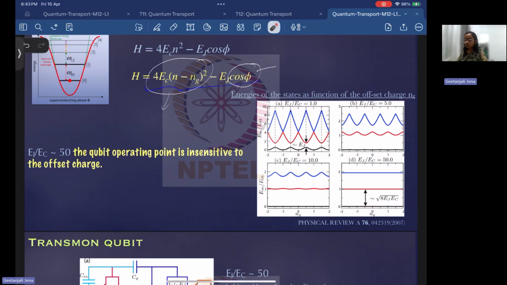So that is why we can operate the qubit around this EJ by EC equal to 50 to minimize the fluctuation in energy so that it becomes insensitive to the offset charge, as well as we can play around with this 0 and 1 state to get a robust qubit circuit. So this qubit, where EJ by EC is 50, we call a transmon qubit.